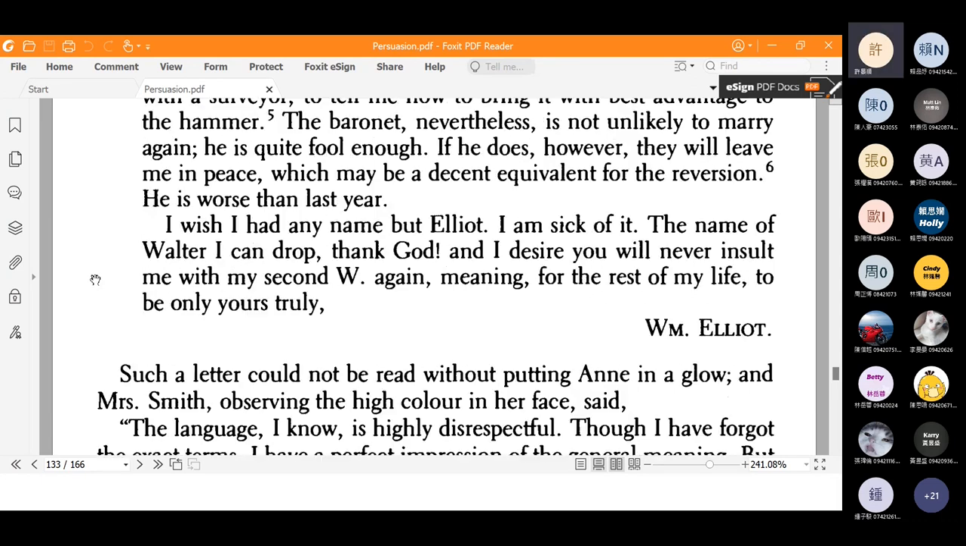Let's skip to the bottom of his letter. I wish I had any name but Elliot. I am sick of it. The name of Walter I can drop, thank God. So I think his original name was like Walter William Elliot or something, and he goes by the name of William. So you can see his attitude. He doesn't care about the family, he just wants the money.